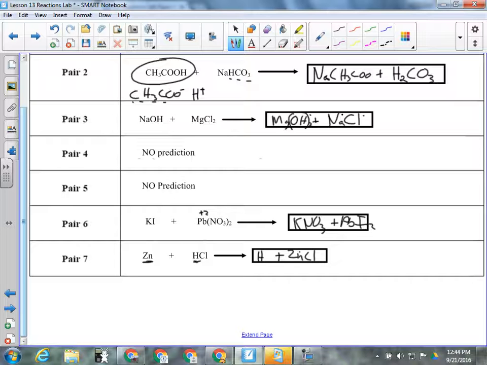Zinc has a 2+ charge, chlorine's a -1, so we got ZnCl2. Is hydrogen special when it's by itself? Yes, it is. So it's H2. Okay, so we have our predictions done. Are they all going to be right? Who knows? Okay, are they all balanced? No, you have to look at that part of it. Everybody with me there? Okay.